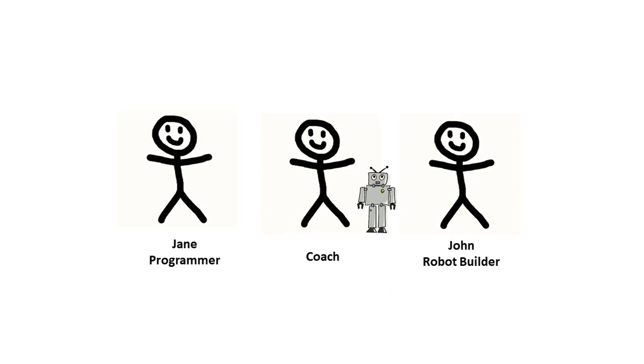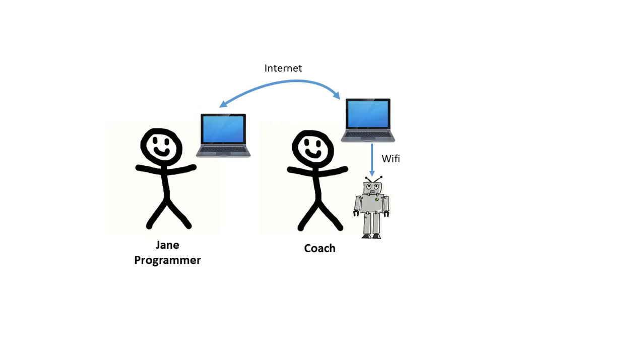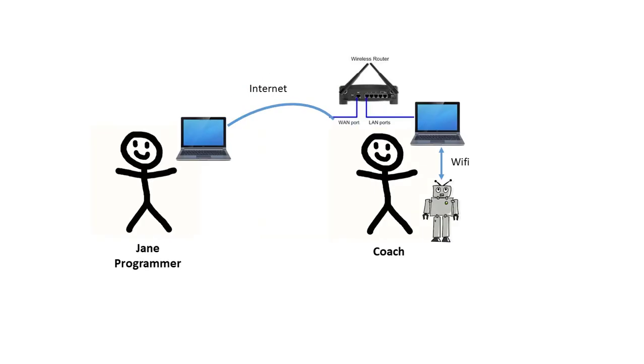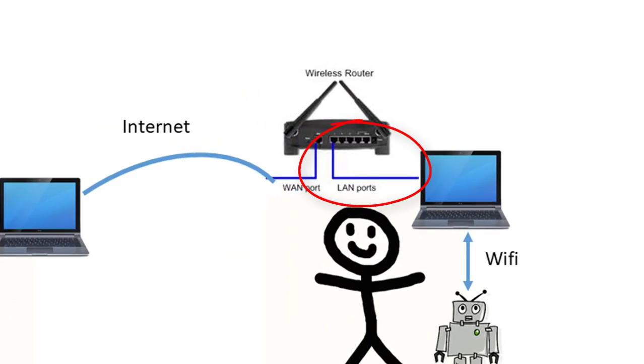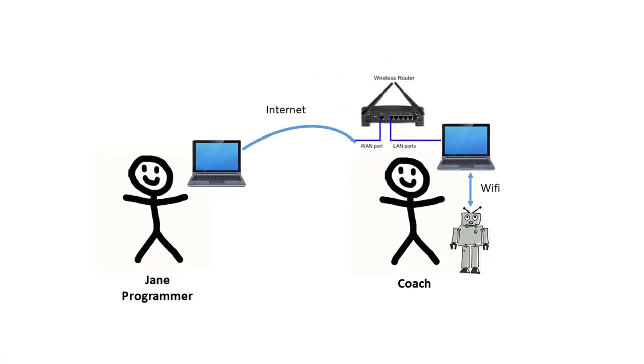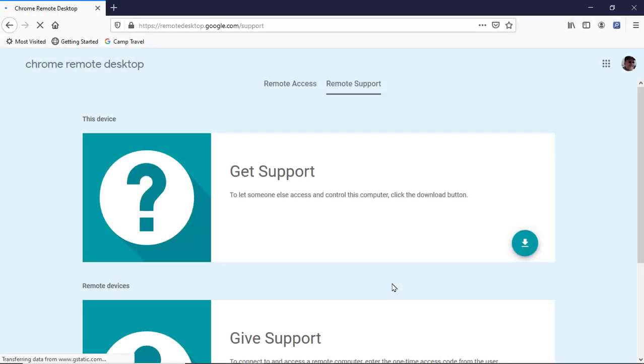The first thing Coach needs to do is set up a computer so that it can use the internet to communicate with Jane and at the same time use a Wi-Fi connection to communicate with the robot. To accomplish this, an Ethernet cable can be connected between Coach's Wi-Fi router and computer. The second thing Coach needs to do is install Remote Desktop.